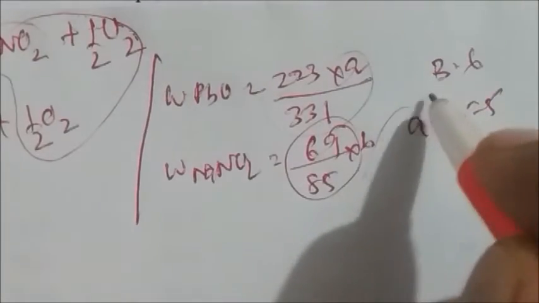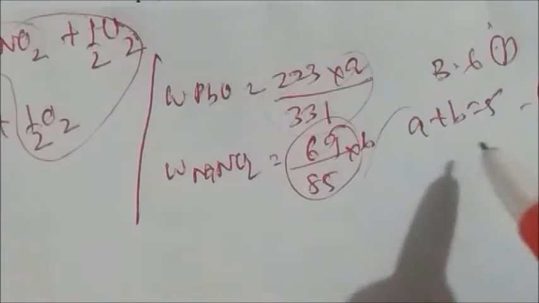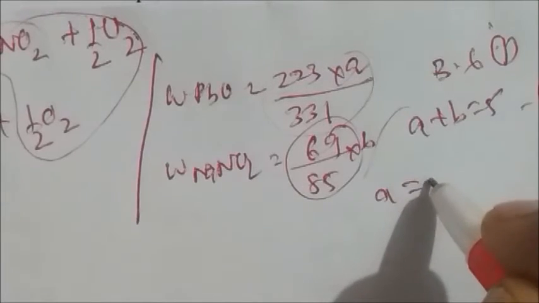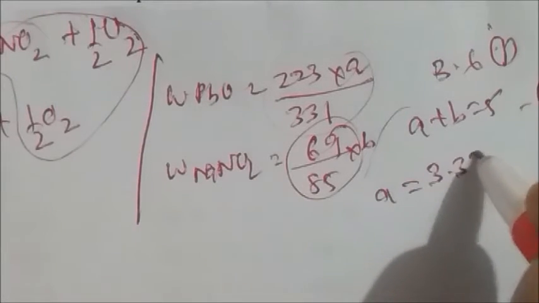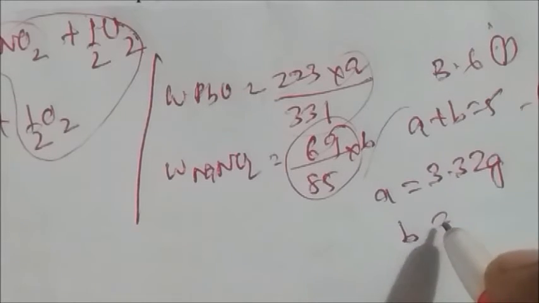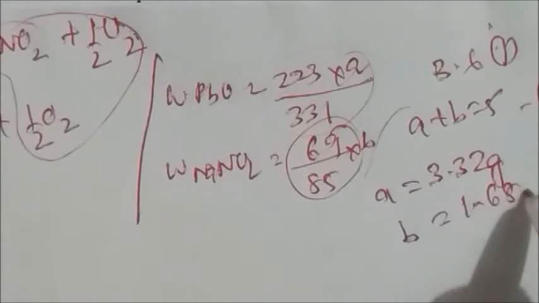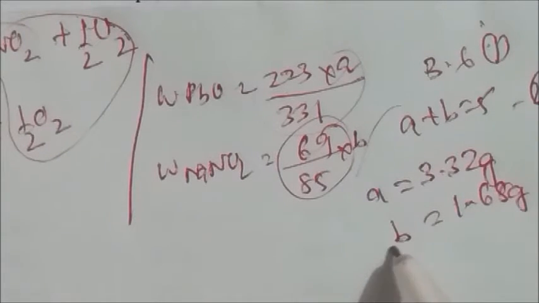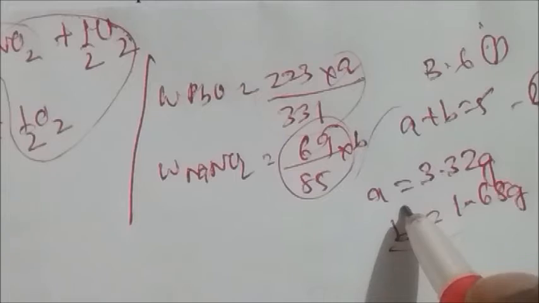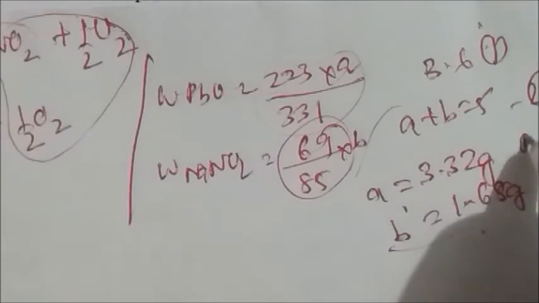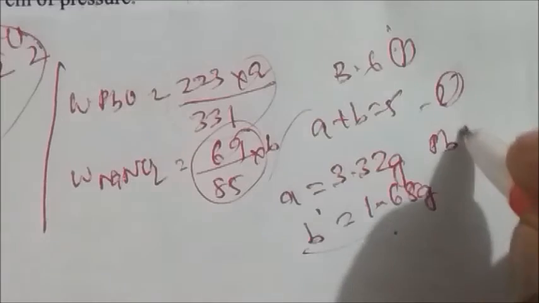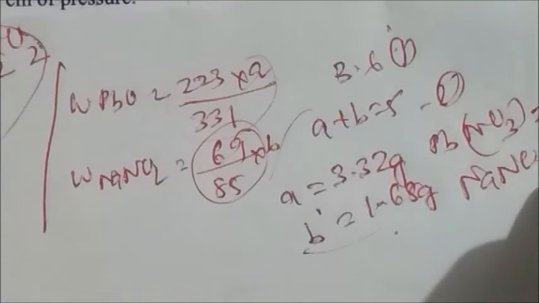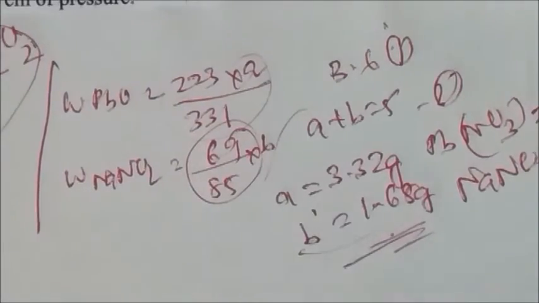So we have two equations. One is equation 1 and second is equation 2. So this is a simultaneous equation. If you solve it, you will get A is equal to 3.32 gram and B will be equal to 1.68 gram. So already this is calculated. If you know the process, you can easily find the answer. So A is your lead nitrate and B is your sodium nitrate. So Pb(NO3)2 is lead nitrate, and this is your sodium nitrate. So this is our answer of this question.